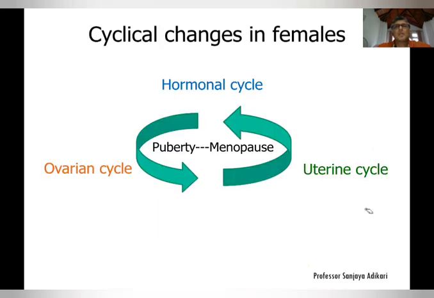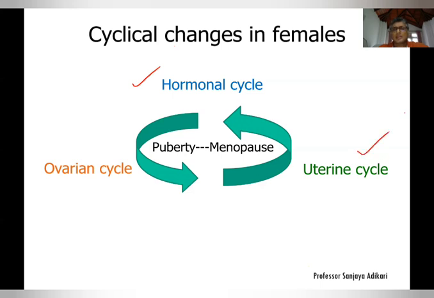Then in females, there are cyclical changes that are taking place every month. It's a change taking place in the body. So there are 3 cycles. You label 3 cycles. There is a hormonal cycle taking place at the level of the hypothalamus, the anterior pituitary, and the ovary level. These are the endocrine organs that produce the hormones necessary for the changes in the female.